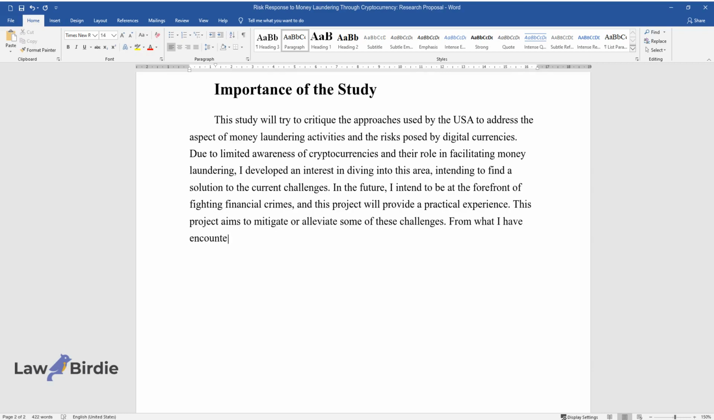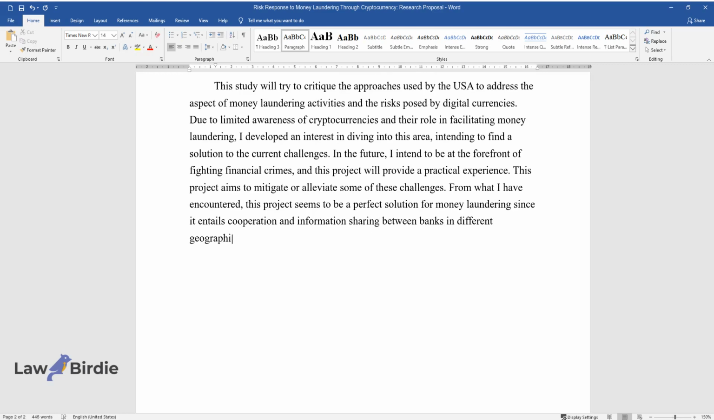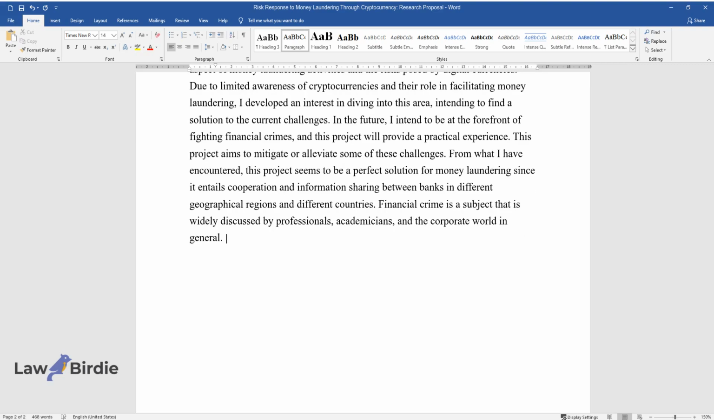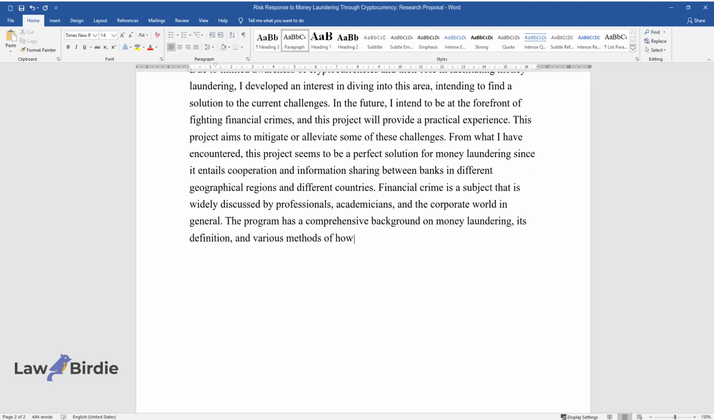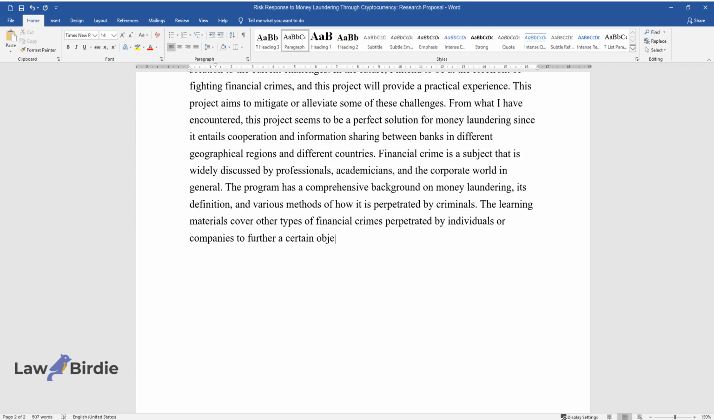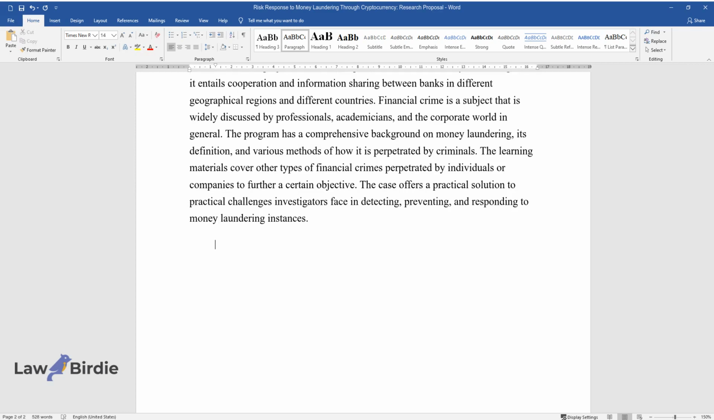From what I have encountered, this project seems to be a perfect solution for money laundering since it entails cooperation and information sharing between banks in different geographical regions and different countries. Financial crime is a subject that is widely discussed by professionals, academicians, and the corporate world in general. The program has a comprehensive background on money laundering, its definition, and various methods of how it is perpetrated by criminals. The learning materials cover other types of financial crimes perpetrated by individuals or companies to further a certain objective. The case offers a practical solution to practical challenges investigators face in detecting, preventing, and responding to money laundering instances.